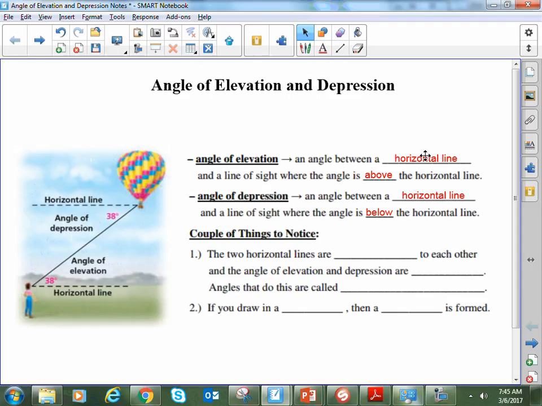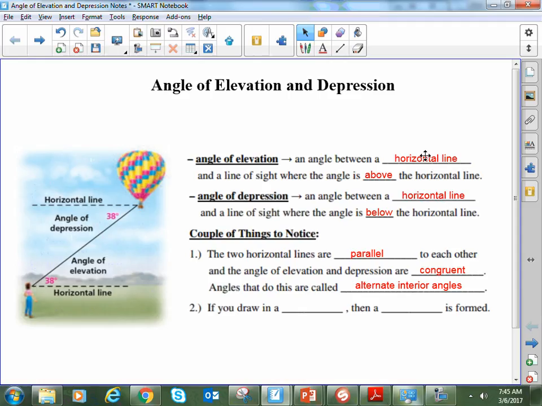So we have two horizontal lines that we see in this figure. We have somebody that's looking from the ground up at the balloon, and maybe somebody that's up in the balloon looking down at the person on the ground, creating both of our angles of elevation and depression. The horizontal lines in this case are parallel to each other, because every horizontal line is parallel to every other horizontal line. So what that means is that the angles of elevation and depression are congruent to each other.